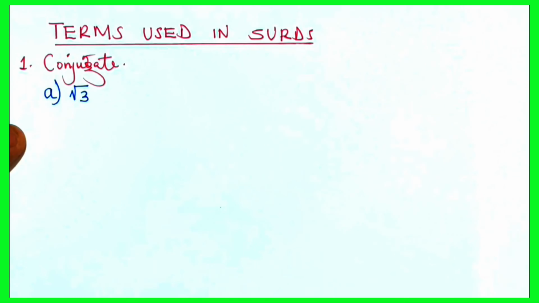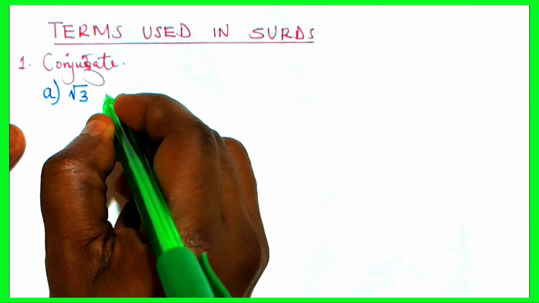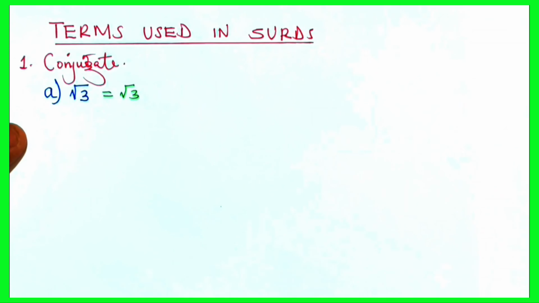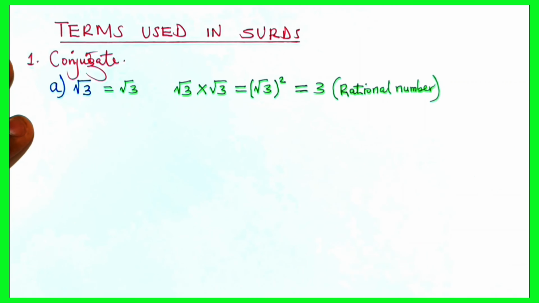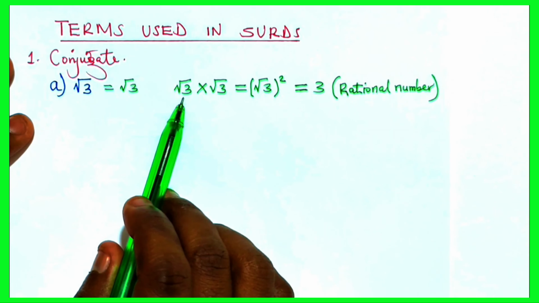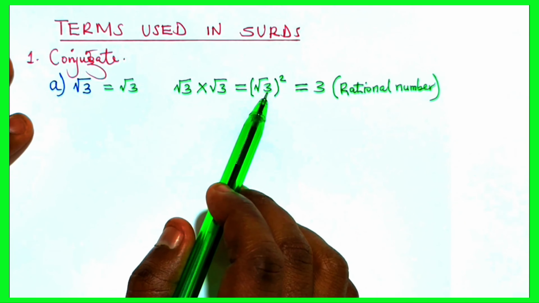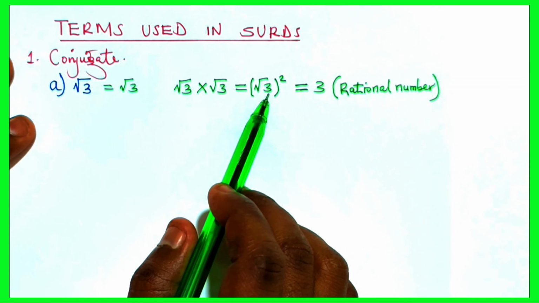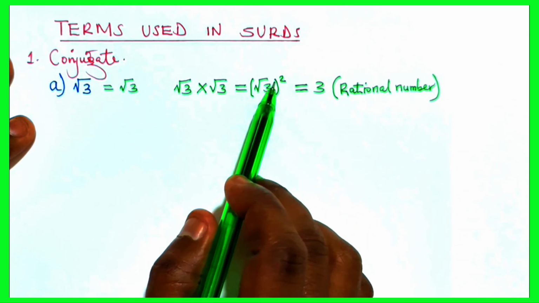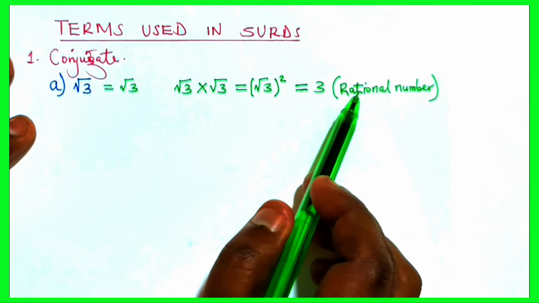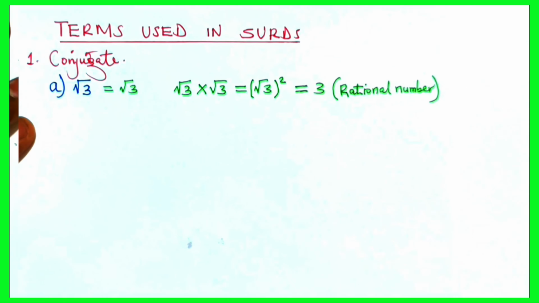For instance, in part A, what is the conjugate of root 3? The conjugate of root 3 has to be root 3 itself. Why? When you multiply root 3 by itself, it simply means you are squaring that surd, and therefore the square root sign will be eliminated by the square here. You end up with 3, which is a rational number.